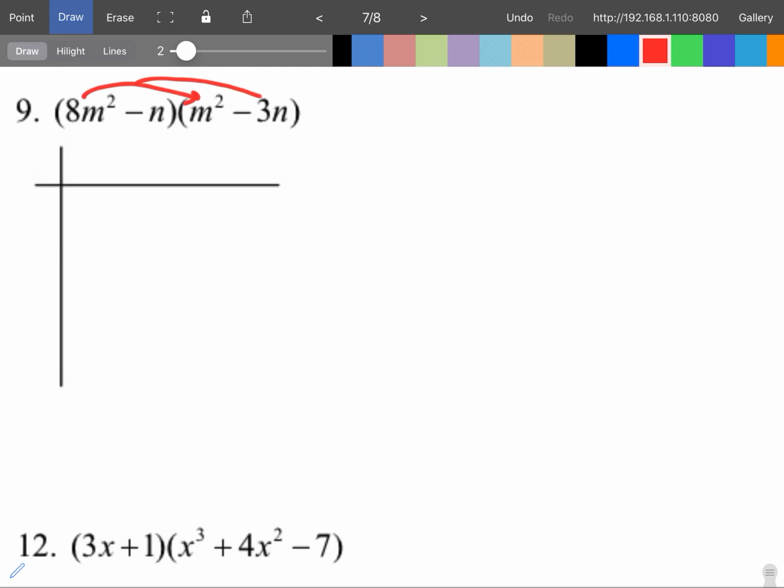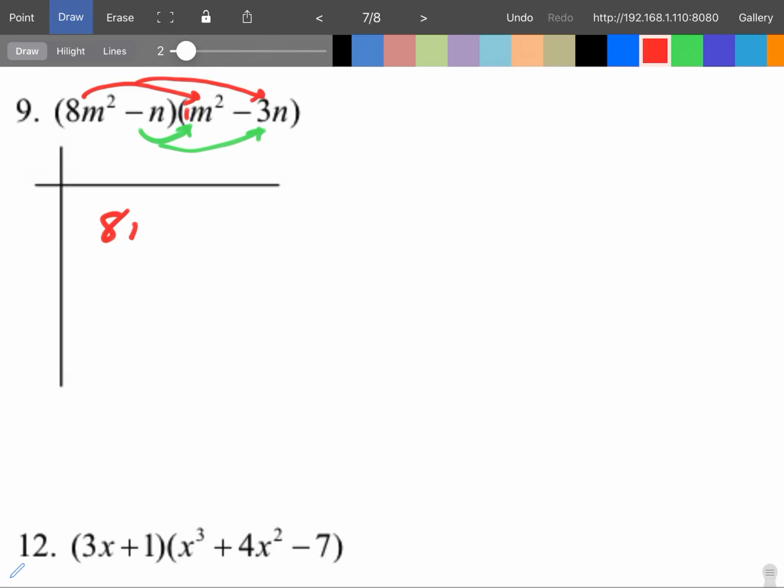So we're going to do the 8m squared times both of these terms. And then we're going to do the negative n times both of these terms. So then in the red, we got 8m squared times, well, really that's a 1 there, right? So we got 8m squared times 1m squared. Well, 8 times 1 is 8. But then what's m squared times m squared? M to the 4. Good, yeah.